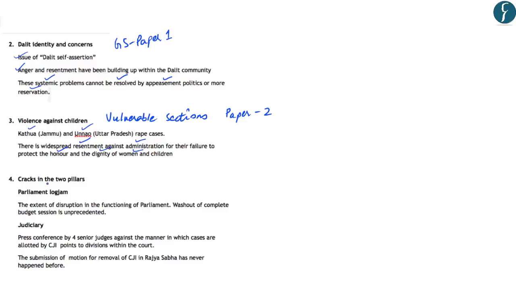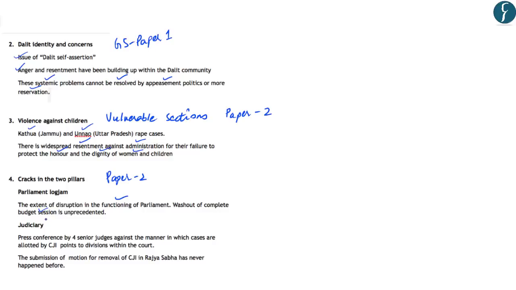And the last topic that has been discussed by the author pertains to cracks in the two major pillars, namely the parliament and the judiciary. Here the author has talked about the parliament logjam, that is the extent of disruption in the functioning of parliament, and the author says that the washout of complete budget session is unprecedented.